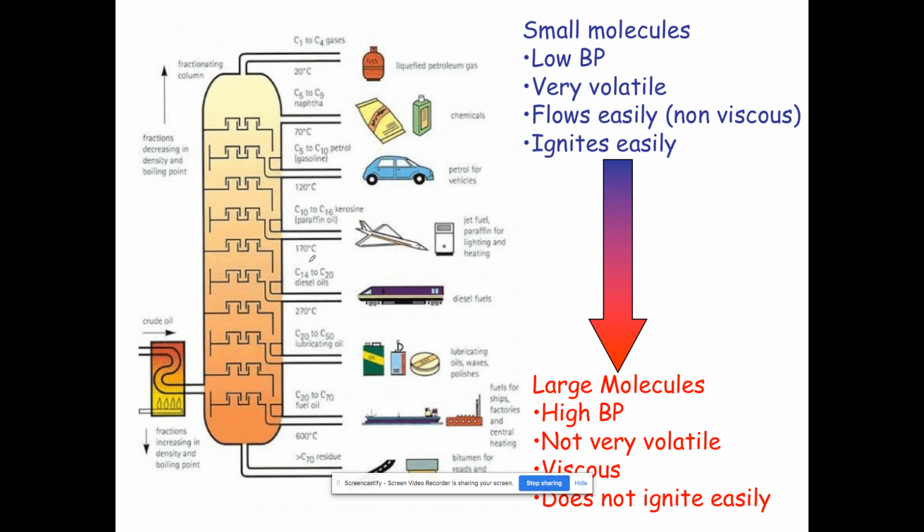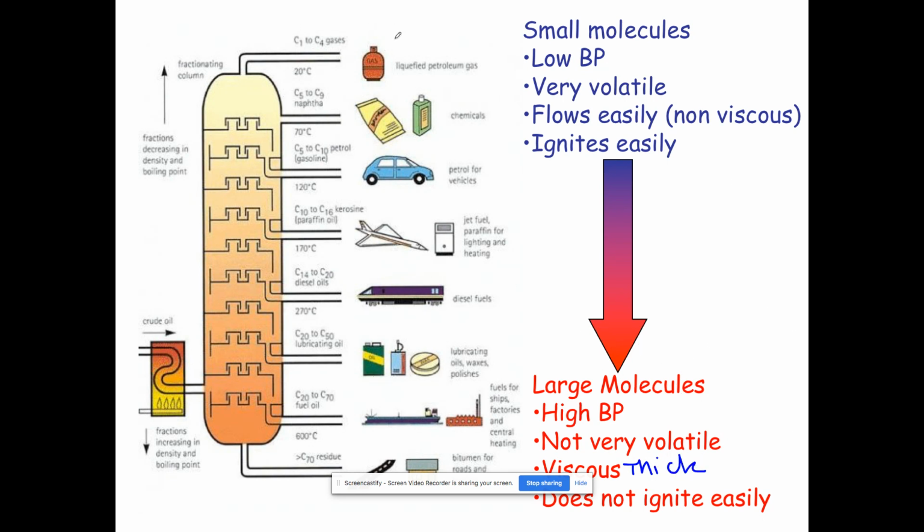Keep heating it. Jet fuel, paraffin. Keep heating it. Diesel. Keep heating it. Lubricating oils and waxes. Keep heating it. Fuels for ships. Keep heating it. Blacktop for the roads. So thick. If you look, small molecules at the top have a super low boiling point, so they come right off. Very volatile, meaning they turn to gas right away, flow easily, and ignite easily. As you heat it, it becomes thicker. High boiling point, not going to go to gas, very thick and viscous, will not ignite.